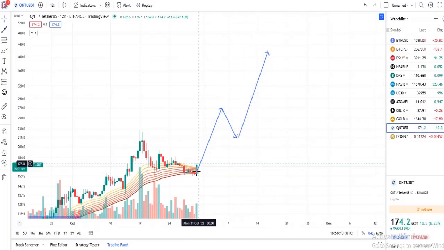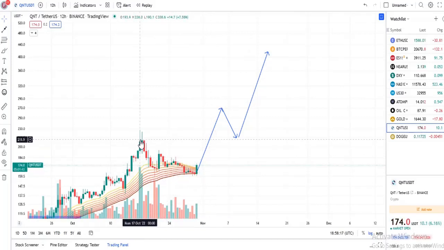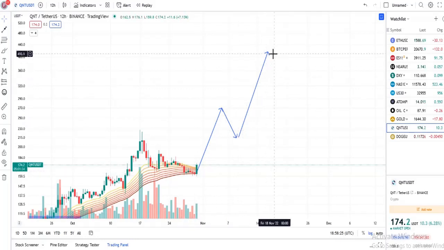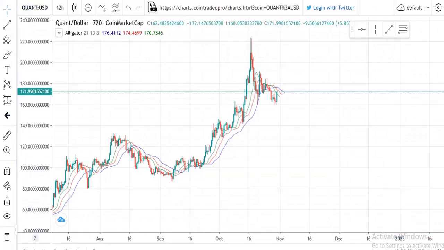As you can see, QNT has been very bullish. We were expecting this correction, and we came over to the 200 level. We had the correction, and now we are bouncing. Expect some huge changes in the price, and probably we should see all-time highs soonest. And let's check the other charts to just see.